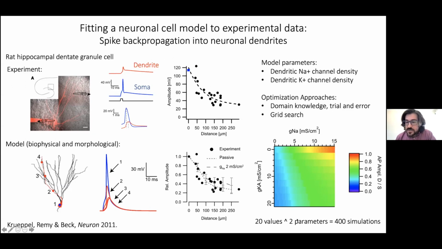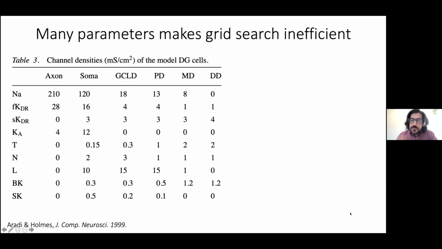But in this case, we had just two parameters. We divided up the parameter space into 20 values, and so we only had to simulate 400 iterations of this model to try to get an answer about what this parameter space looked like.